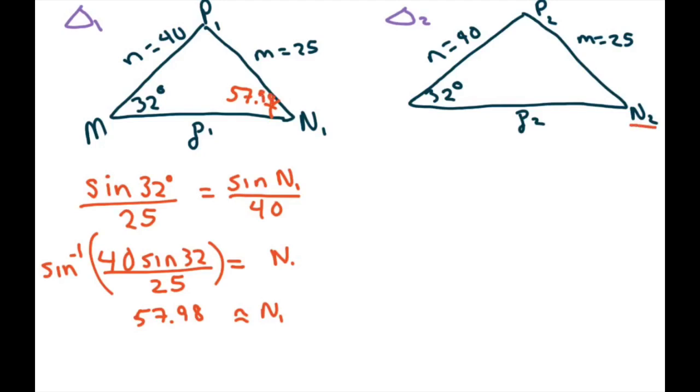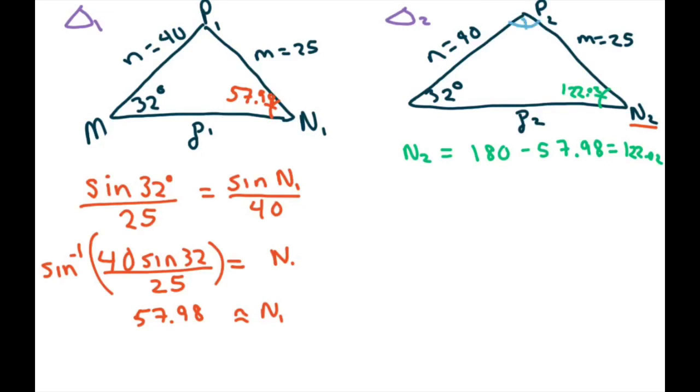Now to see if we have a second N, if we have a second triangle, we're going to see if we have another angle here. We're going to take 180 minus our N1, which is 57.98. And when I do that, I get 122.02. And what I want to do is see if I have another triangle.